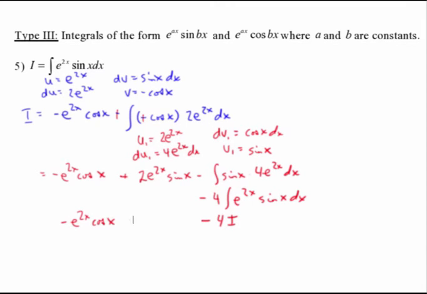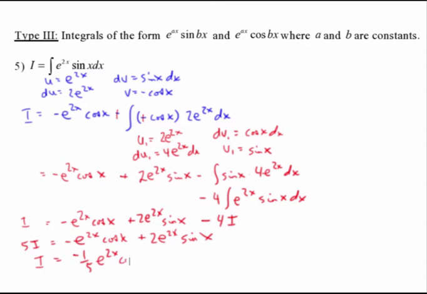Let's go ahead and just copy this part. It's pretty much done. And we have equals I. Now we can just say, hey, let's add it to the other side. We get 5I equals all that stuff. Divide by the 5, and we get negative 1/5 e to the 2x cosine of x plus 2/5 e to the 2x sine x, and at this point we'll tack on our plus c.